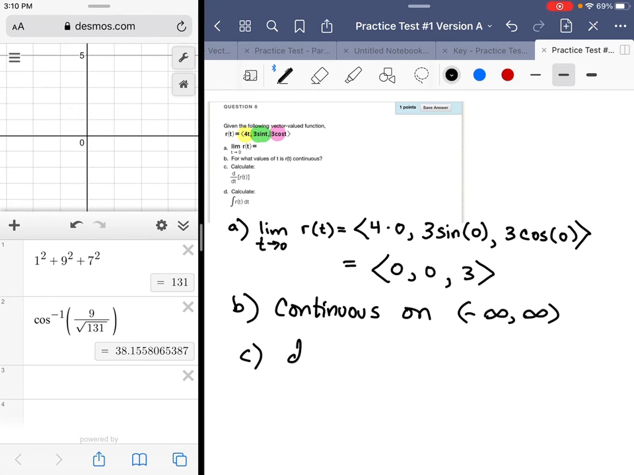All right, the derivative, d/dt of r of t. Differentiate each component. So derivative of 4t, 4. Derivative of sine is cosine, so 3 cosine. Derivative of cosine is negative sine, so -3 sine t.